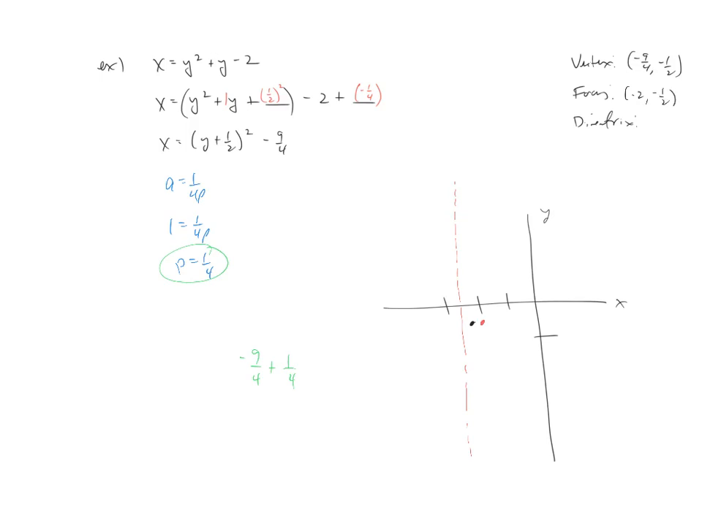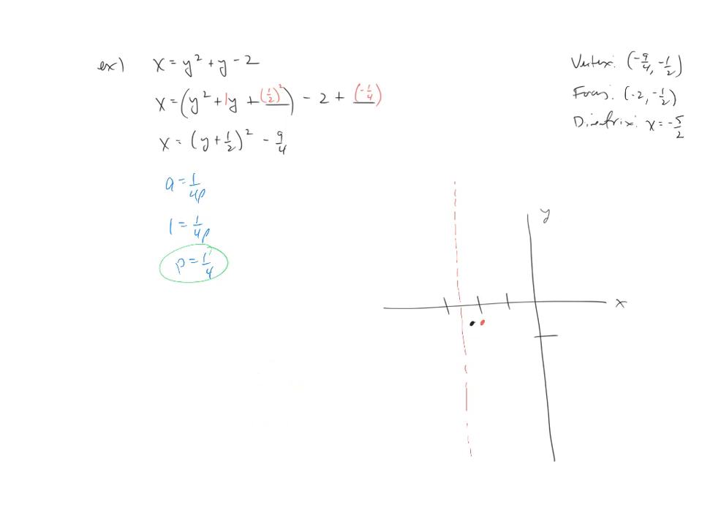Now, if I take negative 9/4 minus 1/4, that moves us in the left-hand direction. That's going to be negative 10/4 or negative 5/2, and that's going to be where the directrix is. So x would equal negative 5/2. Okay, so let me go ahead and erase here.